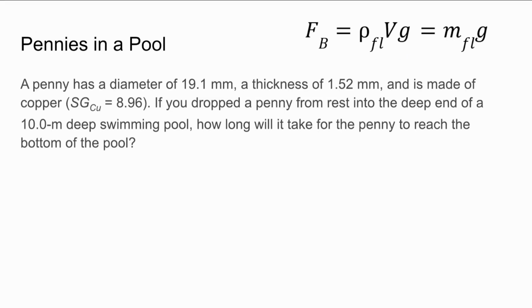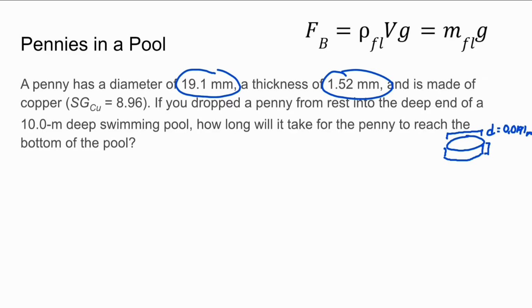All right, so for the next problem, we're going to toss some pennies into a pool, and each penny has the shape of a little flat cylinder, right? And we're given the dimensions of a penny. It has about a diameter of 19.1 millimeters, or a D of 0.0191 meters, and it has a thickness of 1.52 millimeters, which I'm just going to call its height. Its height equals 0.00152 meters.